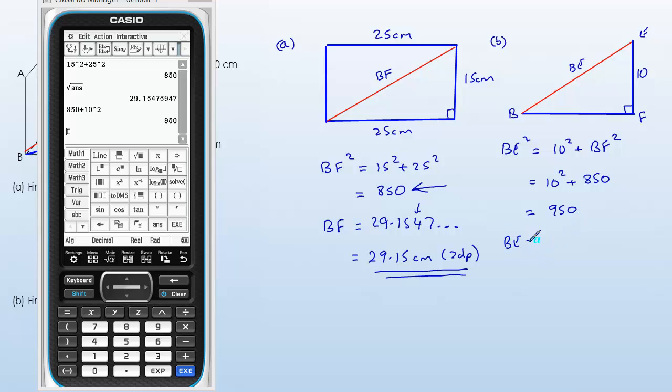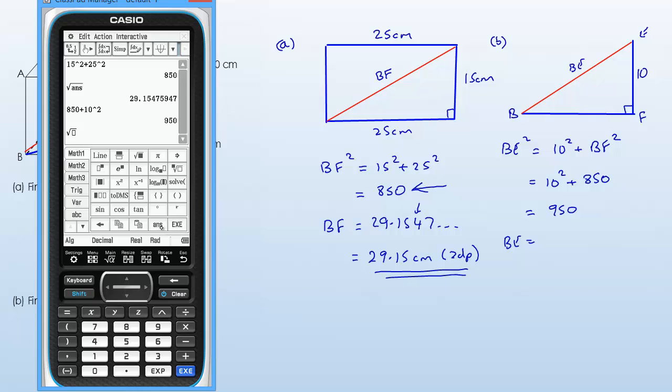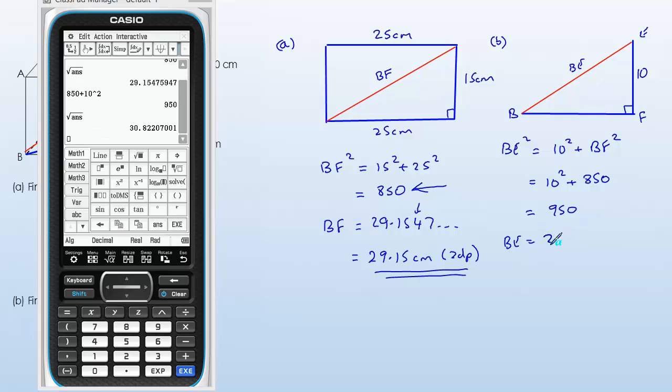We want BE, so we need to square root the last answer. That's 30.8220 and so on, which is 30.82 centimeters, correct to two decimal places.